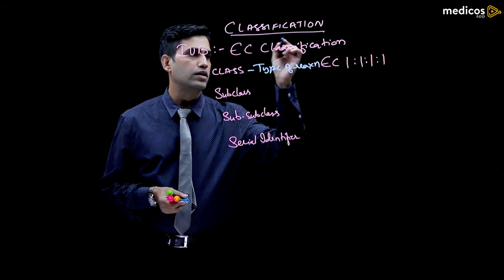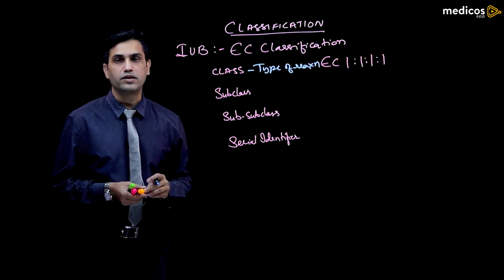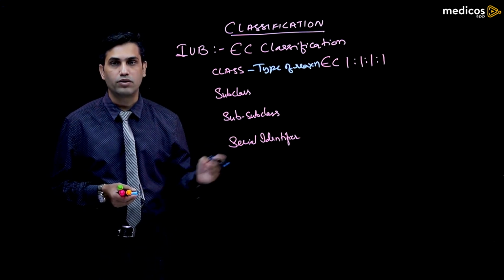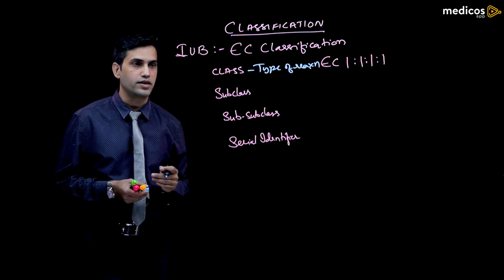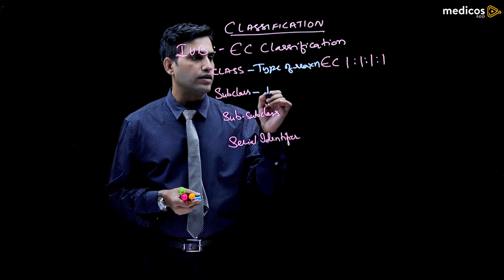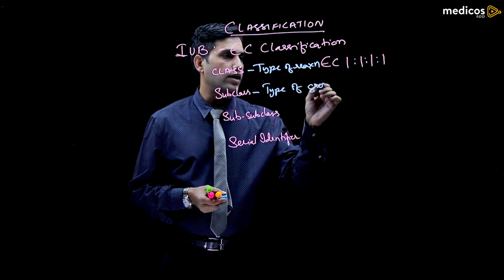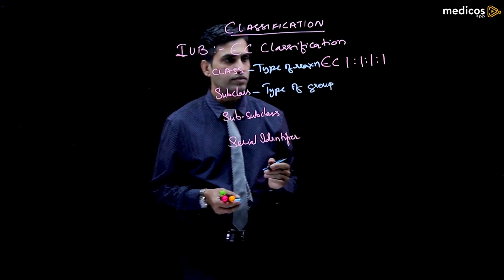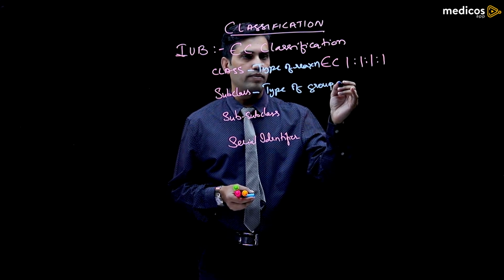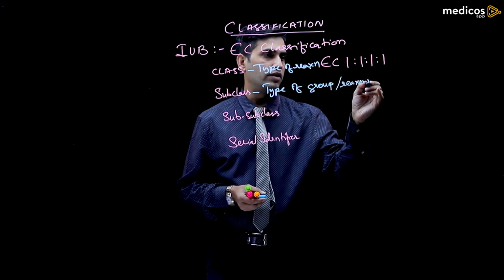Class denotes the type of reaction. What type of reaction is this enzyme doing? Okay. So, either it is oxidoreductases or transferases, lyases, like that. Subclass defines the type of group involved, the type of group or reaction involved.